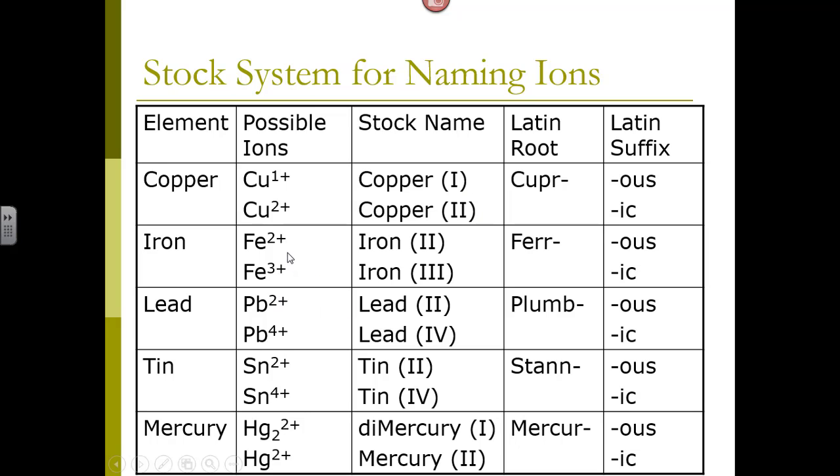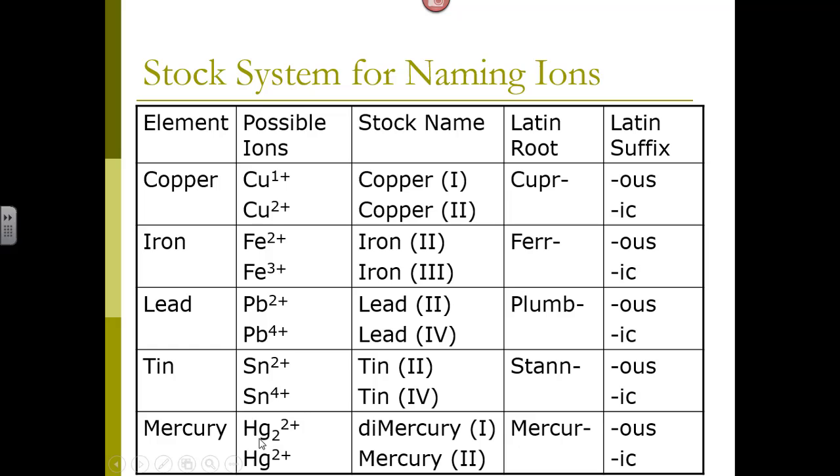Iron works the same way. Iron is either +2 or +3 most times, so the Stock name would be iron(II) or iron(III). Here again, you can see where the symbol comes from. It comes from the Latin name, which would be ferrous or ferric, depending on what the charges are. Lead is either +2 or +4, so lead(II) or lead(IV). And here's where its symbol comes from, plumbous or plumbic. Tin, +2 or +4, tin(II), tin(IV). Stannous or stannic.